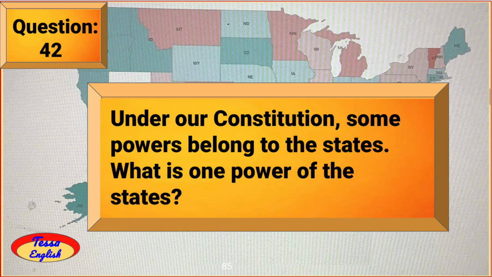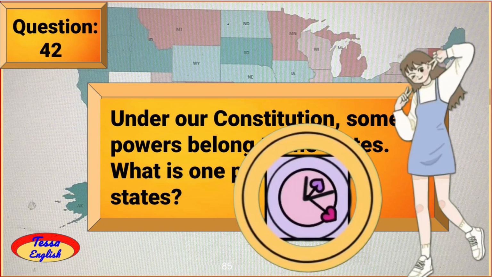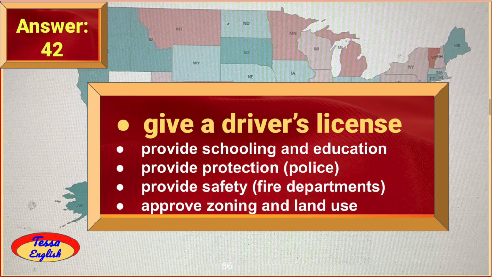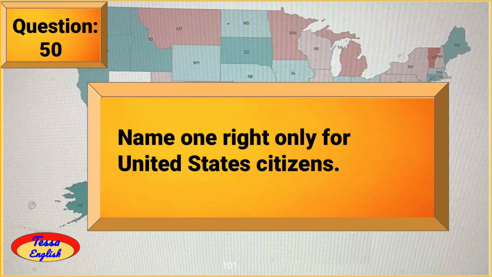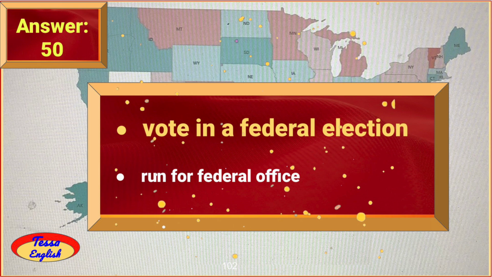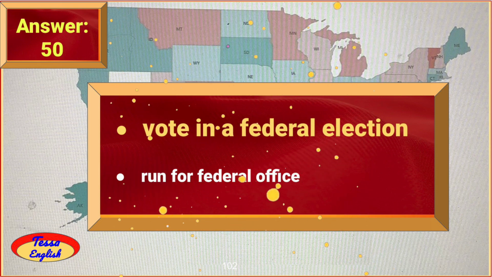Under our Constitution, some powers belong to the states. What is one power of the states? Give a driver's license. Name one right only for United States citizens. Vote in a federal election.